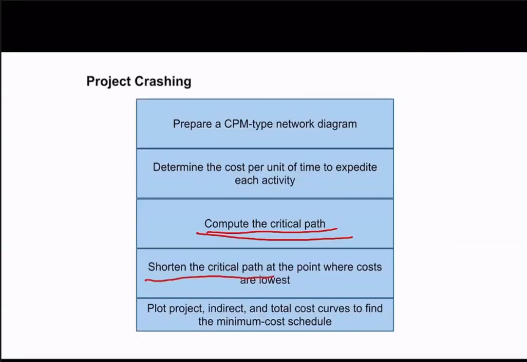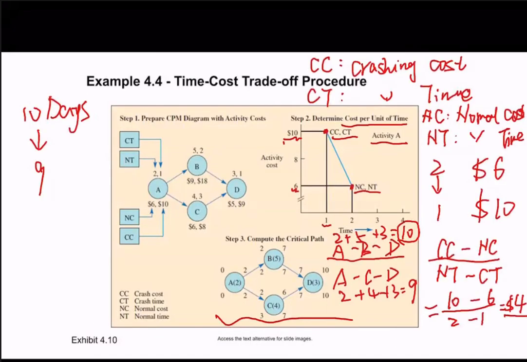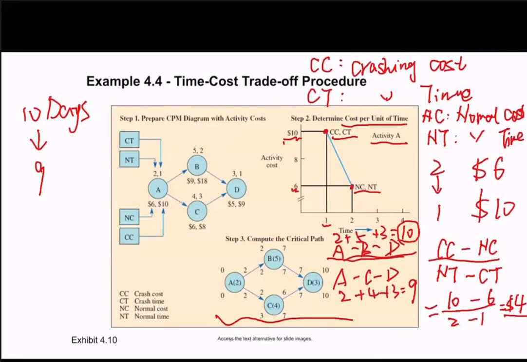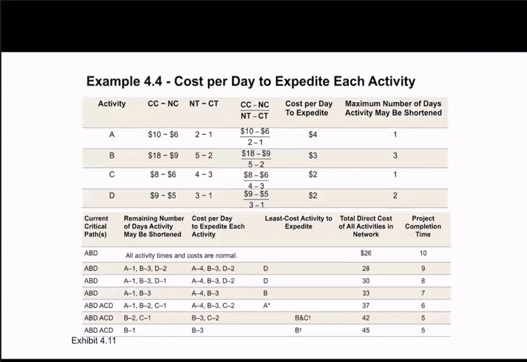Because the critical path is the longest path, this is what we can shorten. How do we shorten it? For the critical path we have activity A, activity B, activity D. So which activity should we reduce the time of? We need to find the lowest cost per unit of the time. So take a look at the table.